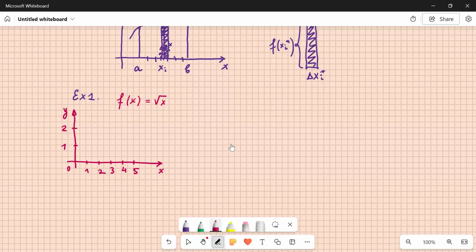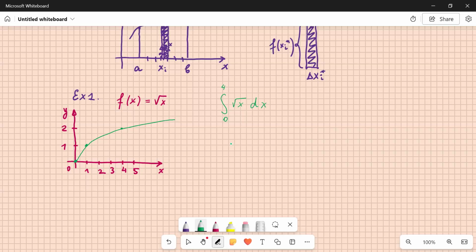So my graph, I'm going to use a different color, and my graph is going to start at 0, right? The square root of 1 is 1, the square root of 4 is 2. And I'm going to just connect these points and continue. So what kind of integral do I want to estimate using my numerical integration? I'm going to estimate the integral from 0 to 4 of the square root of x dx.